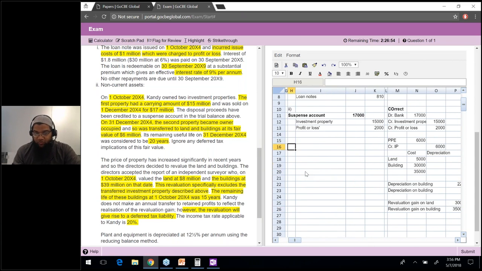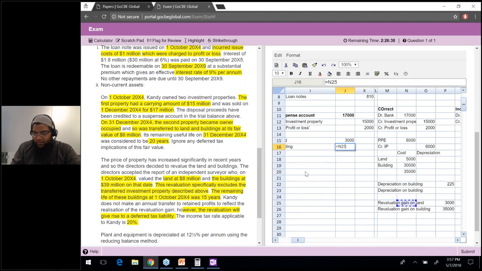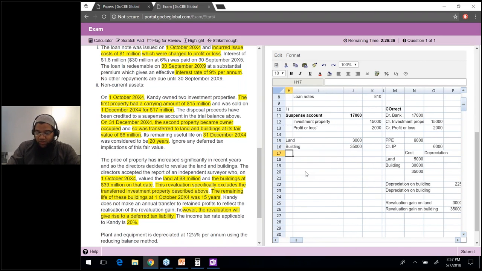So for the accounting entry, I'm going to say land debit, building debit: land debit by $3,000, building debit by $35,000, and revaluation reserve credit through OCI by $38,000. So this is the entry we need to record the revaluation gain.